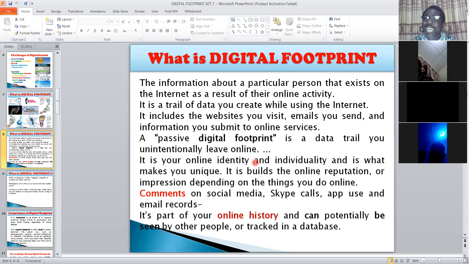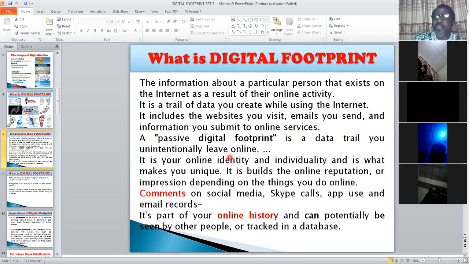Let's look at it. A passive digital footprint is a data trail you leave unintentionally, men and brethren, without your permission, without your knowledge. When you go to a place, even though you did not use anybody's perfume or any cream, the fact that you are a human being, your body will have a particular odor. It has a particular smell. I don't want to use the word odor because odor is just an English word. It's not as if it's an offensive odor.